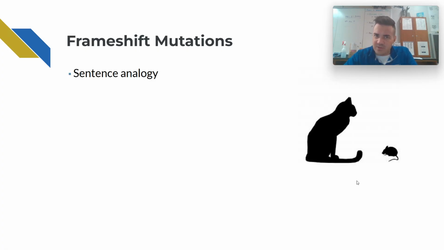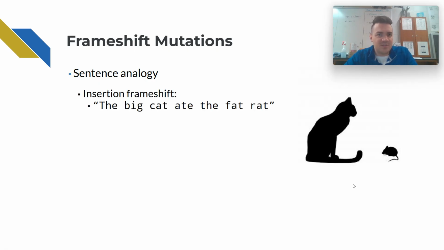So to help understand this, we're going to use an analogy. Imagine we have a sentence, right? Because genes are kind of like genetic sentences, or genetic paragraphs, depending on how long they are, that are all made of 3-letter words. Codons are 3 letters. And so here's a sentence with all 3-letter words: The big cat ate the fat rat.